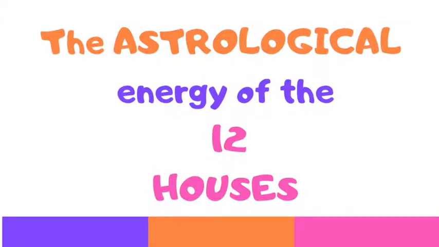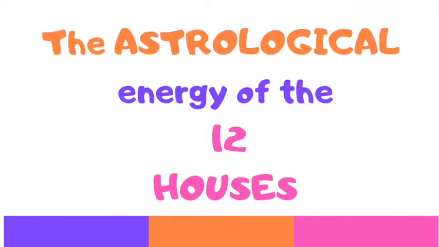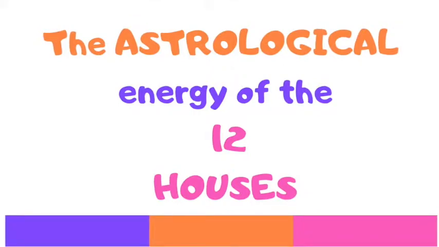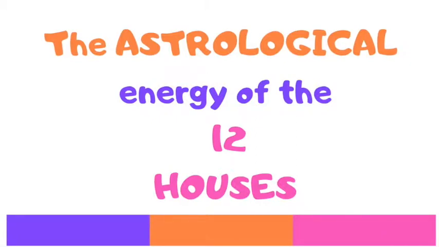So let's take a look at the 12 houses. The ruler of the first house is fire sign Aries. The ruler of the second house is earth sign Taurus. The ruler of the third house is air sign Gemini. The ruler of the fourth house is water sign Cancer. The ruler of the fifth house is fire sign Leo. The ruler of the sixth house is earth sign Virgo.